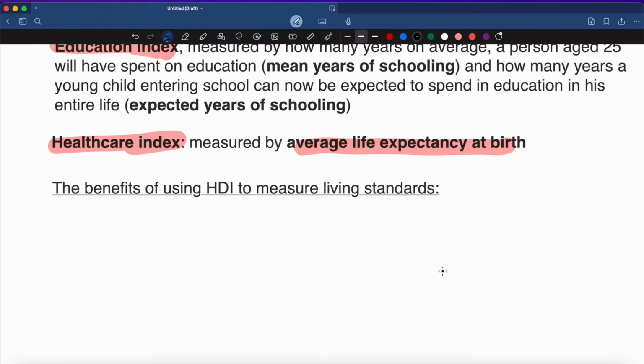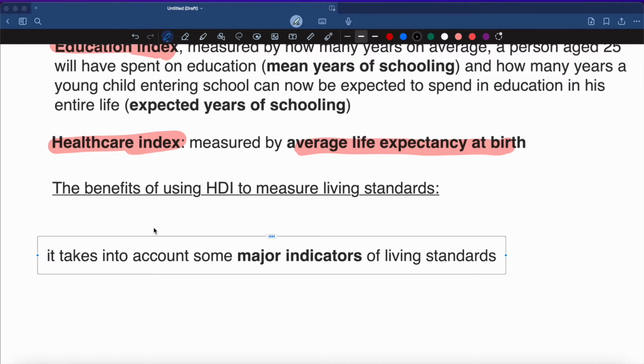Okay, so we're going to do the same thing that we did with GDP. The first one, which is a very big benefit, is that it takes into account some major indicators of living standards. When you think of life, what's the main thing that you look at? First thing is I should have an income so that I can fulfill my needs, because everyone needs money and money can do a lot of stuff, right? Money can in fact give you good healthcare, money can give you good education, money can fulfill your wants. So money is a very important factor.